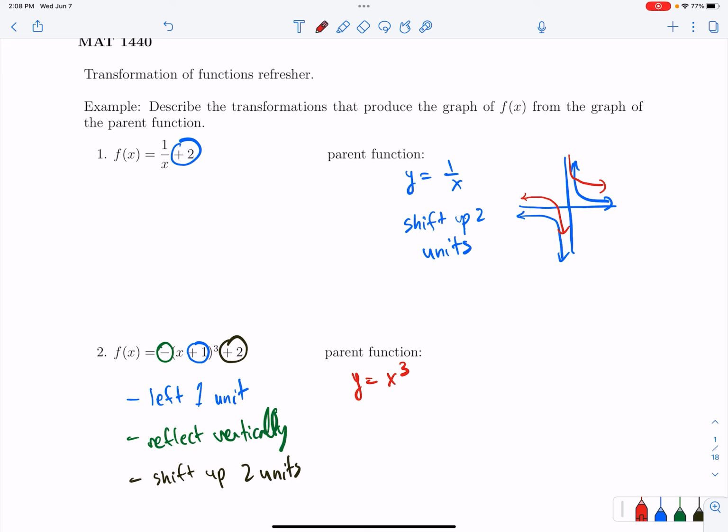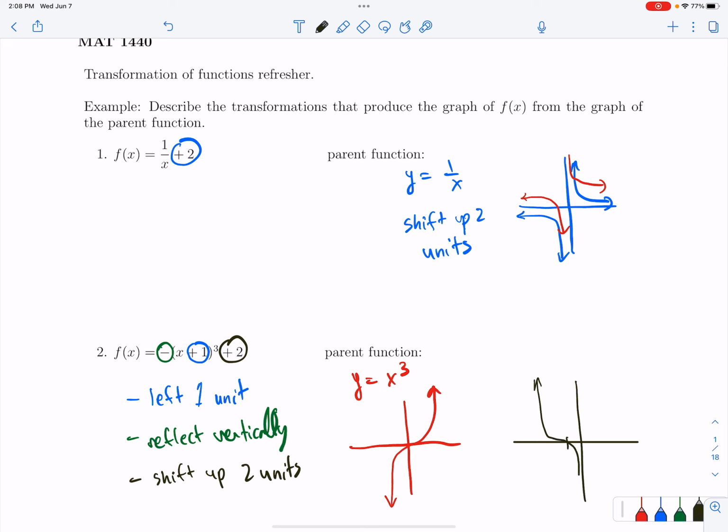All right, so if I want to think about what that graph looks like, well, the original cubing function looks something like that. So the new graph, see if I can do this. I'm going to shift that left 1 unit. I'm going to reflect vertically. So now that graph is shifted left, and now it's flipped over. And then I'm going to shift that up 2 units. So that would look something like that.